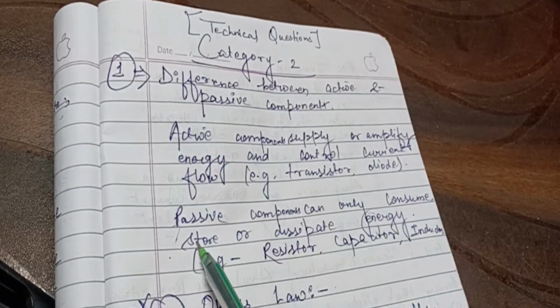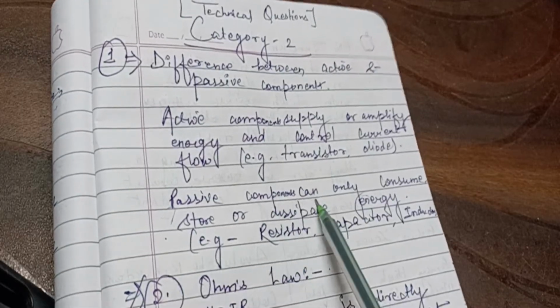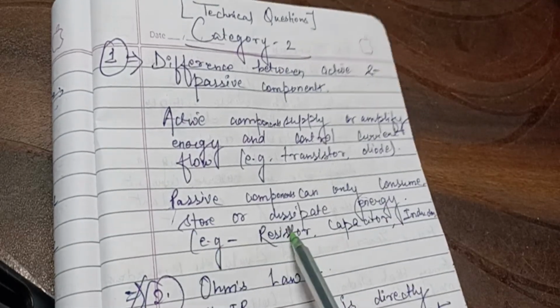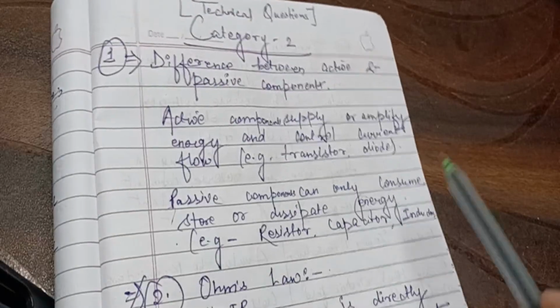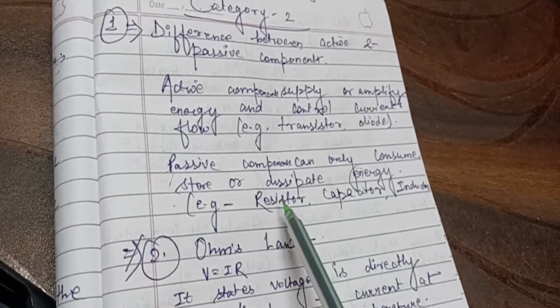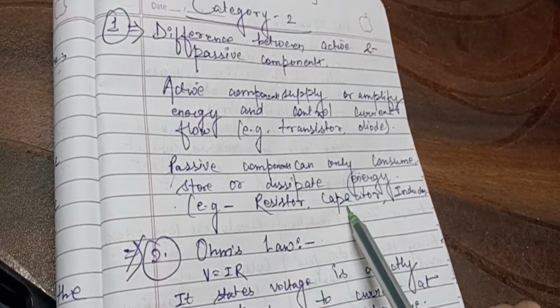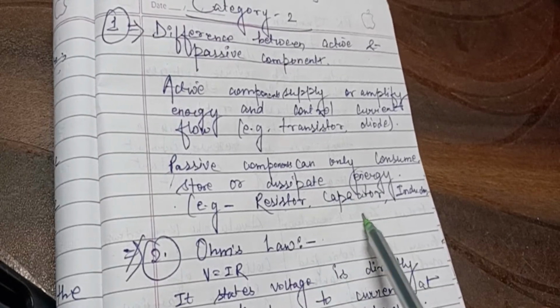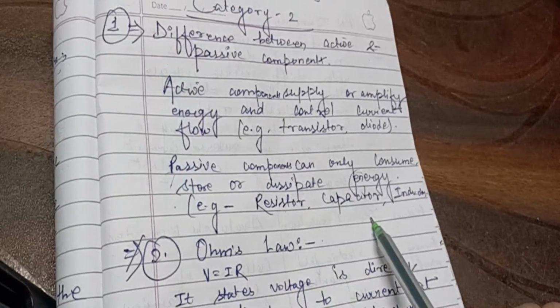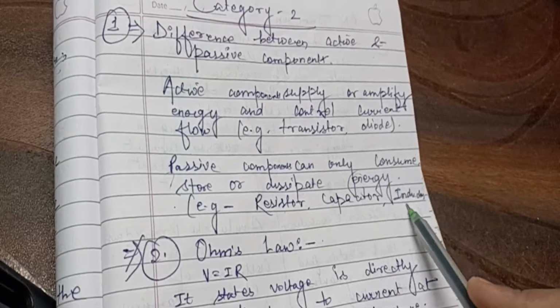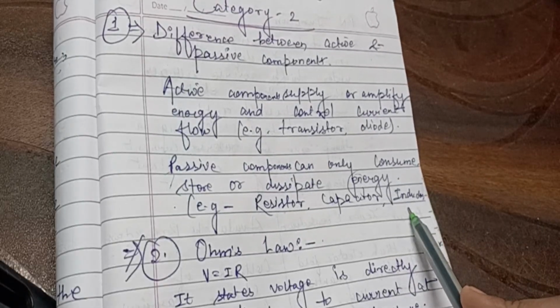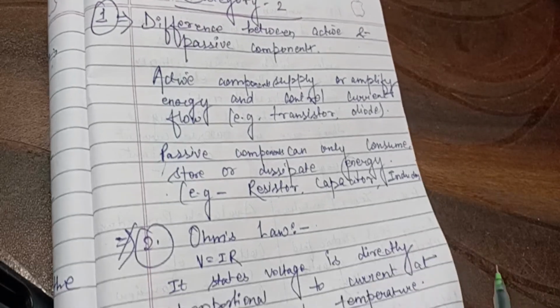Now what are passive components? Passive components can only consume, store and dissipate energy. Like a resistor, it will dissipate energy. Capacitor is used to store charge, so it will store the energy. And inductor, yes, inductor is also used to store the energy.